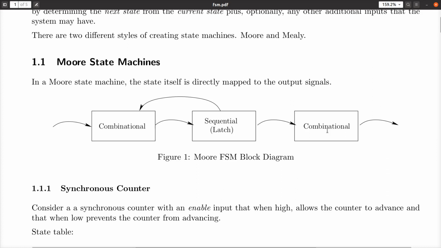The point is that the output of this Moore state machine is governed entirely by the current value of the latch that holds its state, just like our synchronous counter. The count itself determines what the output would be. The count itself determines the next state as well in a synchronous counter. But we can also add, if we want, additional inputs over here. So let's look and see what we can do here.